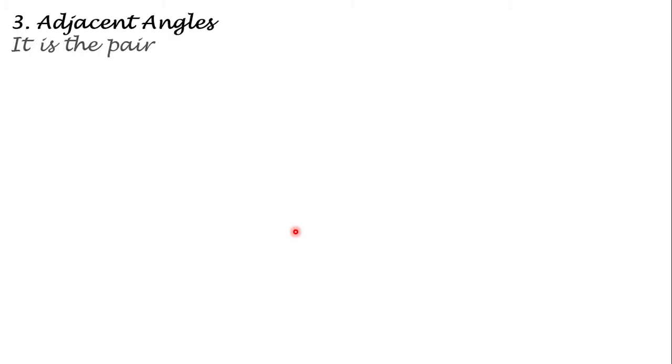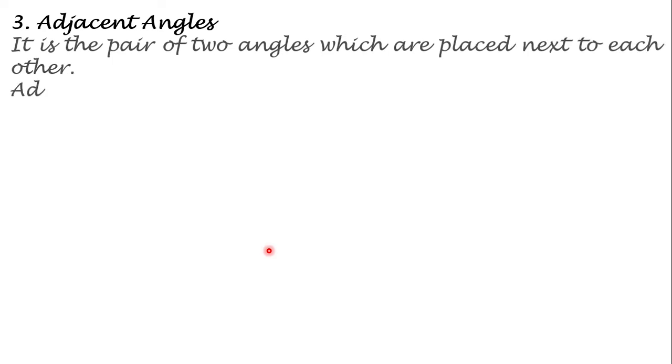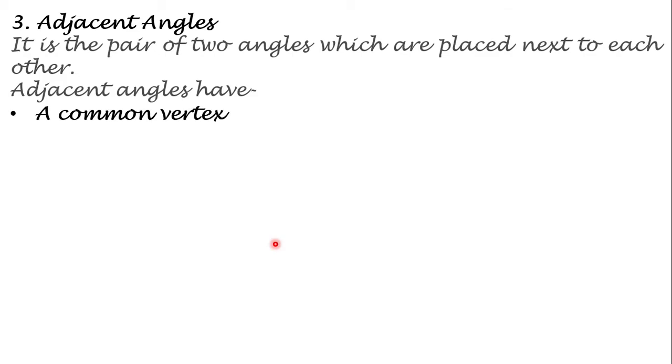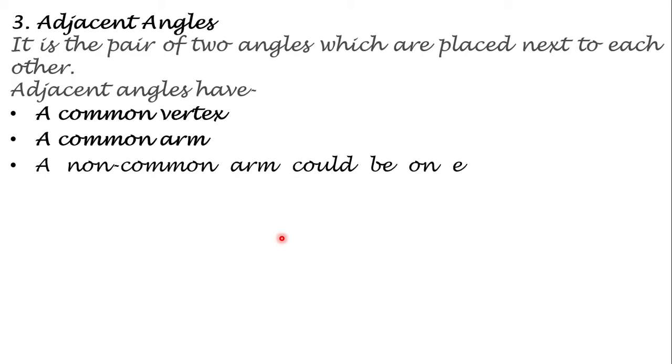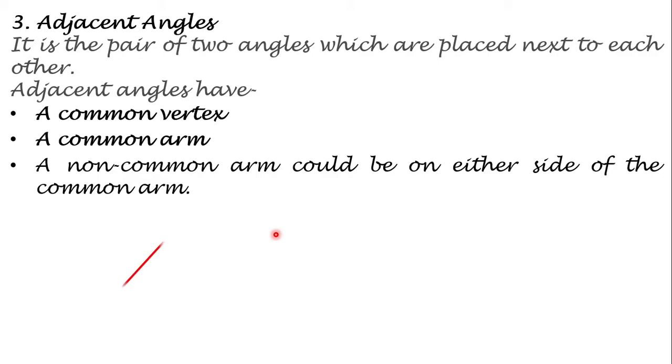adjacent angles. It is a pair of two angles which are placed next to each other. Adjacent angles have first a common vertex, second a common arm, and third non-common arms which could be on either side of the common arm. See how we will draw the adjacent angles.